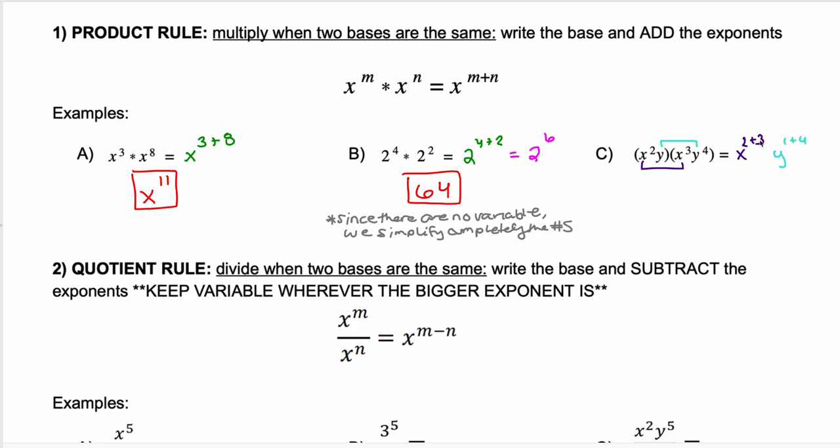And since there are variables and numbers, we do not turn it into just a single number. We turn it into an expression of numbers and letters. So the x turns into x raised to the 5th, 2 plus 3 is 5, and then y raised to the 5th, 1 plus 4. Now this is x to the 5th times y to the 5th. All of these were multiplied together. There was no addition symbol, there was no subtraction symbol, there was no division. This was all multiplication. So our answers are still multiplied to each other. So this was the product rule. Again, the product rule is when it's multiplying when the two bases are the same.